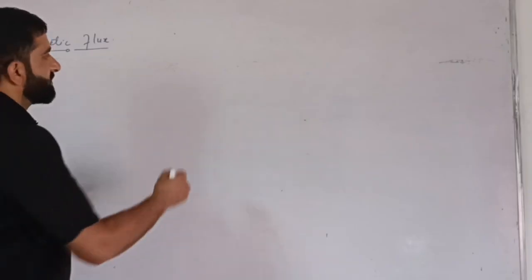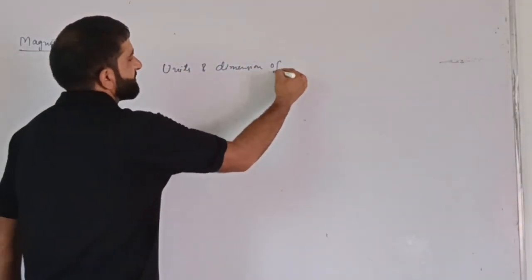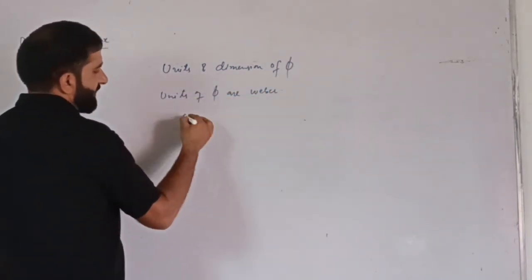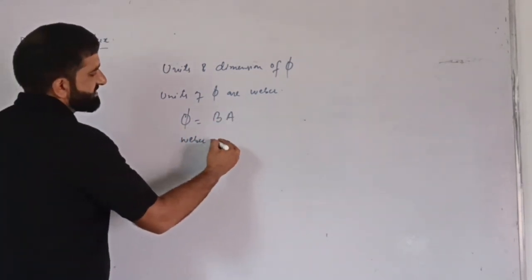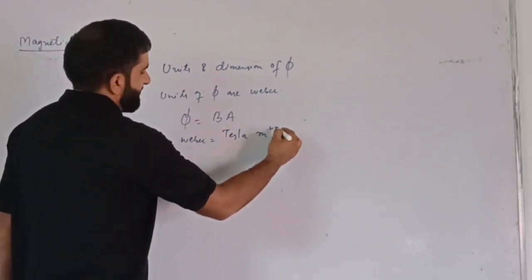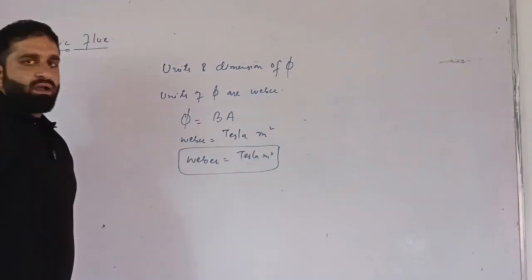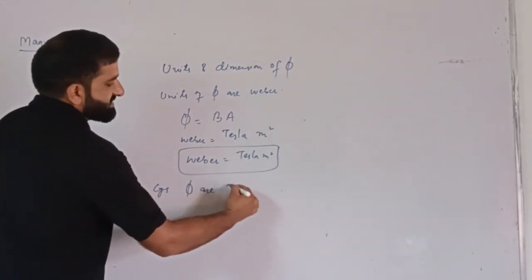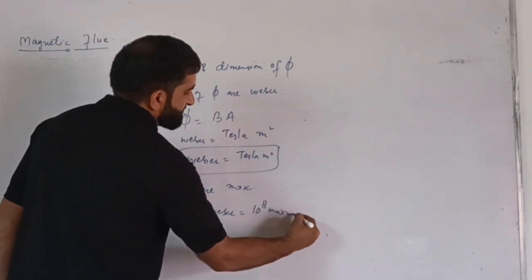Talking about the units and dimensions of magnetic flux. Units of phi are Weber, and we have that phi is equal to BA, taking theta is equal to 0. So Weber is equal to, the SI unit of magnetic induction is Tesla, and area has meter square. So Weber is Tesla meter square. The CGS unit of flux is Maxwell, and 1 Weber is equal to 10 raised to power 8 Maxwell.